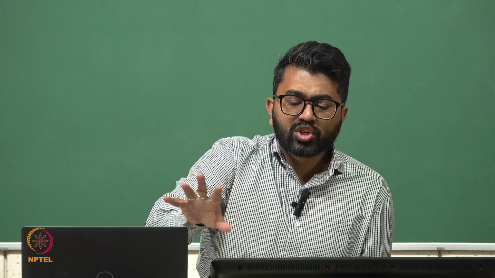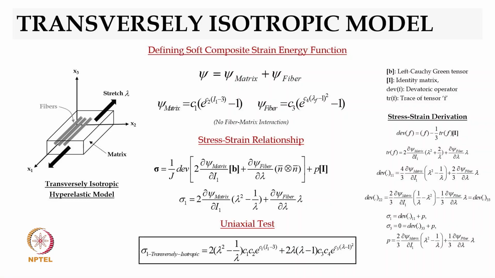Right. So long story short, from this right side stress strain derivation, what you end up getting is the stress strain relationship, which is in the middle, right, which basically comes down to this equation: stress is equal to 1 by Jacobian of the deviatoric component.